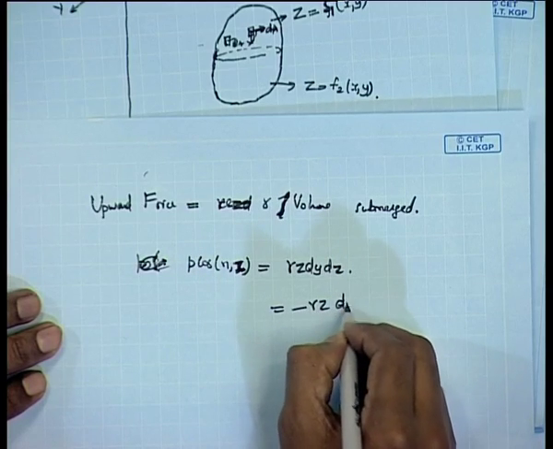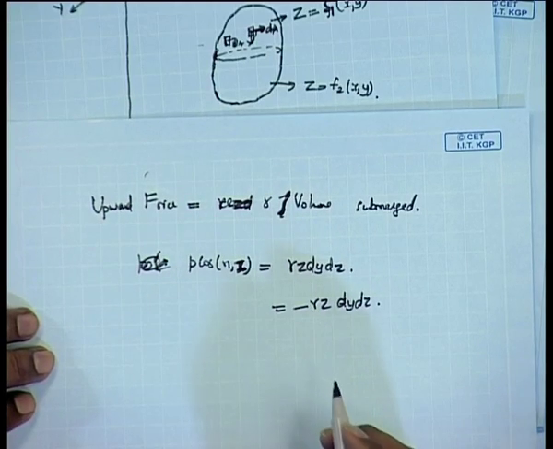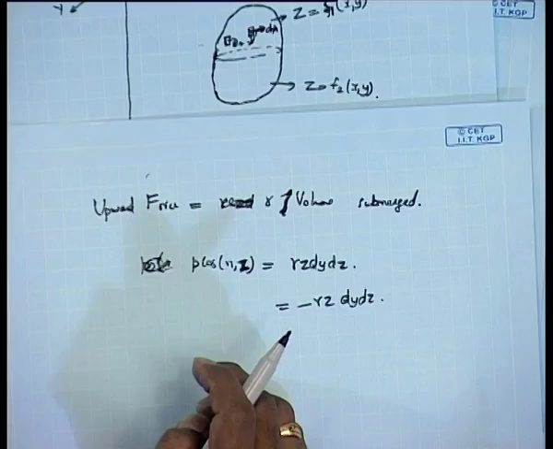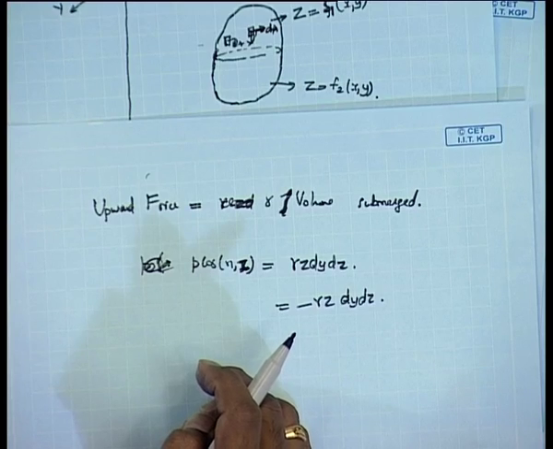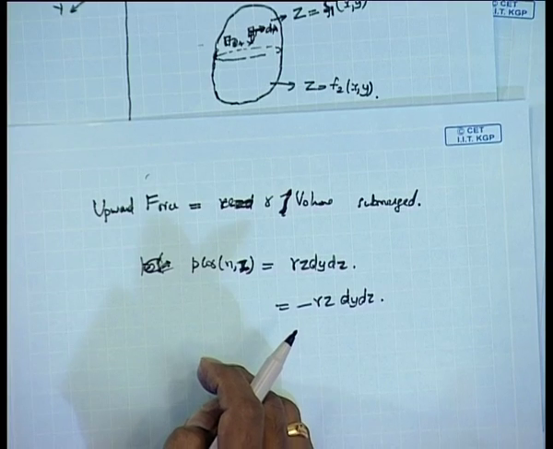be minus gamma z dy dz, which will imply that the two forces when you add together will sum up to 0, and therefore, the body does not experience any horizontal force due to just being submerged in the liquid. So, that we know. So, there is no horizontal force, but the vertical force is equal to the weight of the liquid displaced. The vertical force is equal to the weight of the liquid displaced.